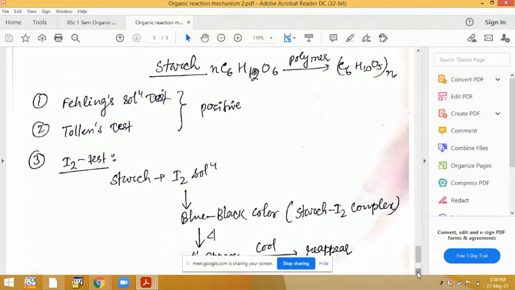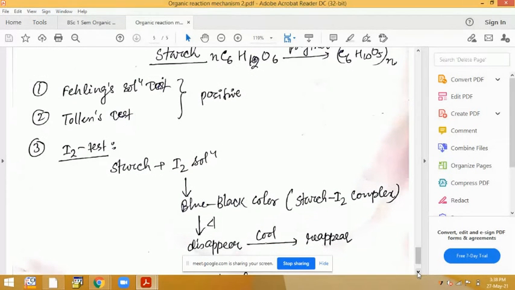Now if you heat this mixture, the blue color will disappear due to the dissociation of starch and iodine. Now again, if you cool it, it will reappear. That means this starch iodine complex is unstable, not a very permanent or stable compound. If you heat it, it disappears, and if you cool it, it reappears due to the formation of the starch iodine complex again. So this is the confirmative test for starch.